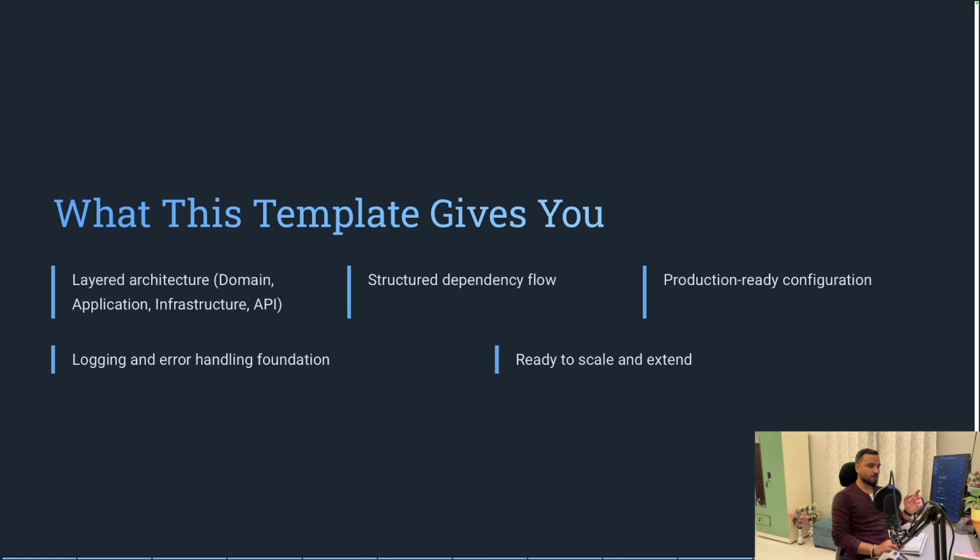Maybe to some extent there would be some sort of complexity, but I have tried my best. What this template gives you, as we have seen, is a layered architecture. We have structured dependency flow. I will tell you in the next episode when we go into more detail. It has production ready configuration. We do have logging and error handling. You can see the logs in the console as well when you run on localhost, and it's really ready to scale and extend. We can scale it horizontally, vertically, and we can extend the functionality for a single microservice.